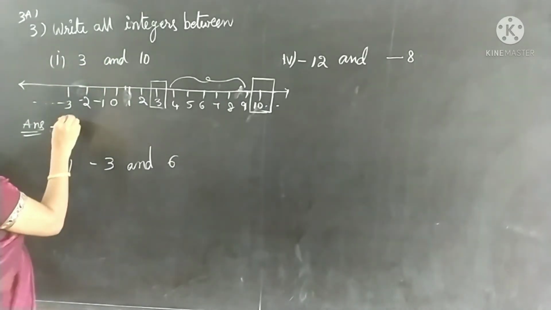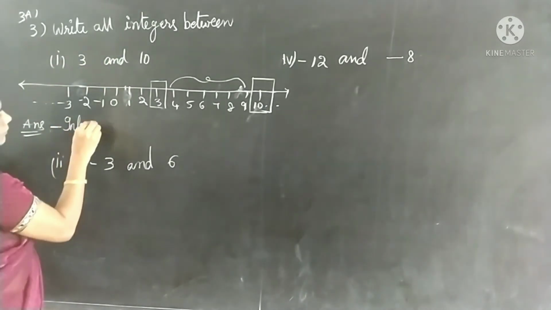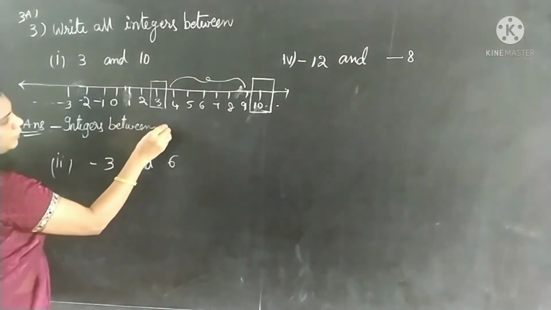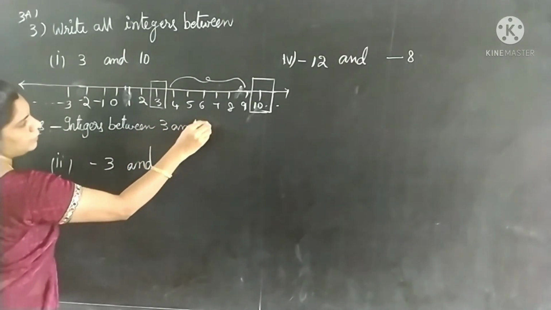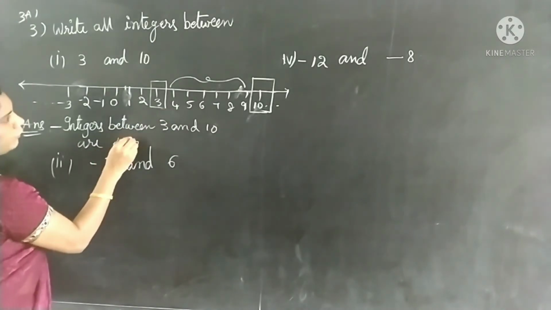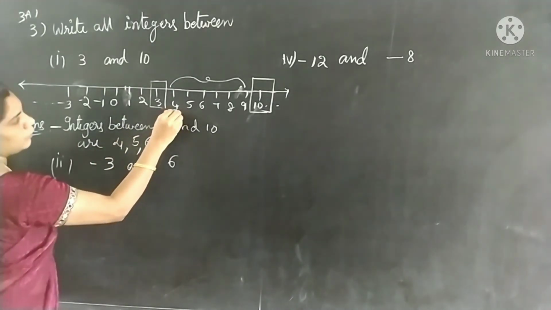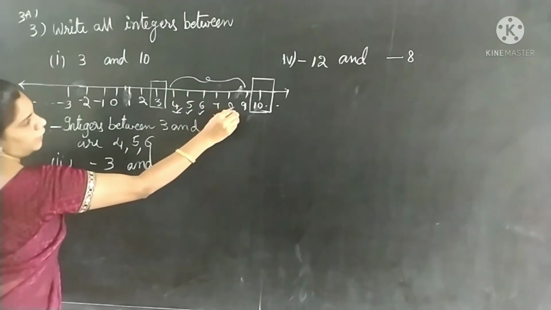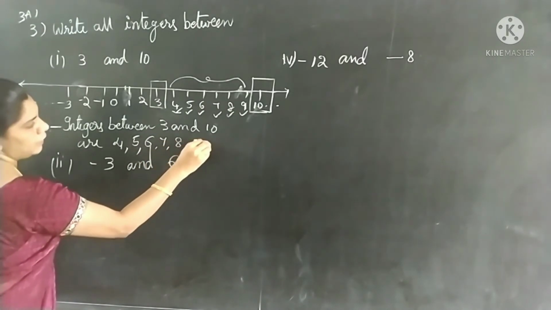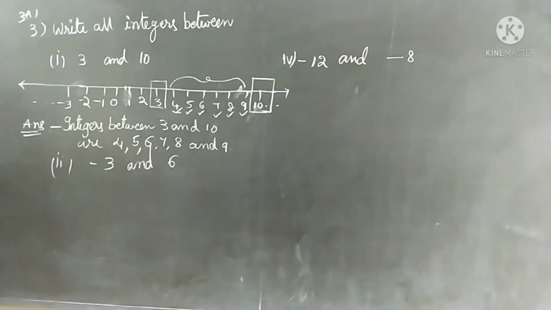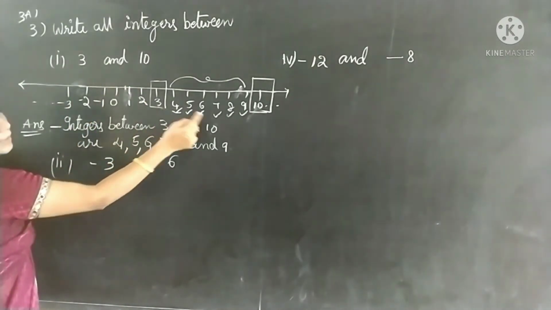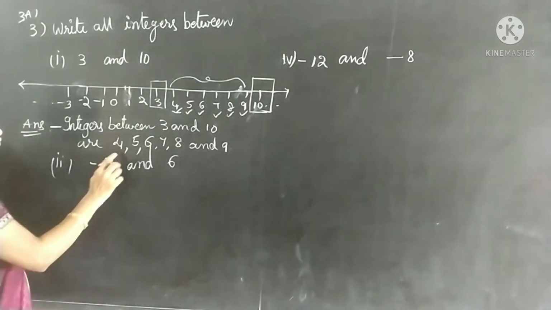Integers between 3 and 10 are 4, 5, 6, 7, 8 and 9. Like that you have to mention. Understood? You have to write the integers between 3 and 10; in between you have all these numbers. Write down all the numbers.